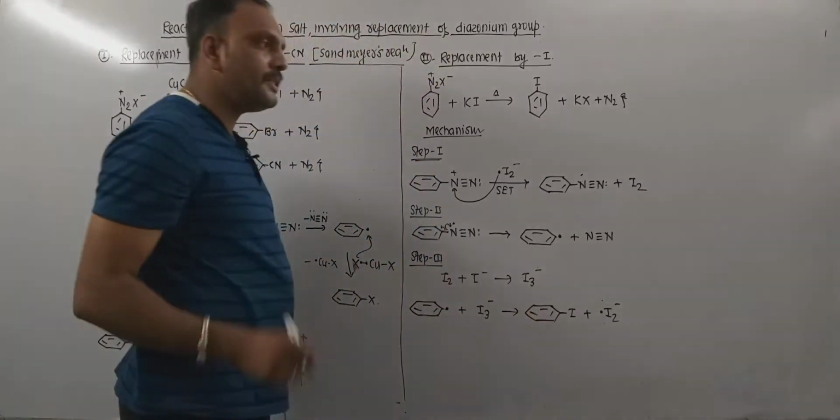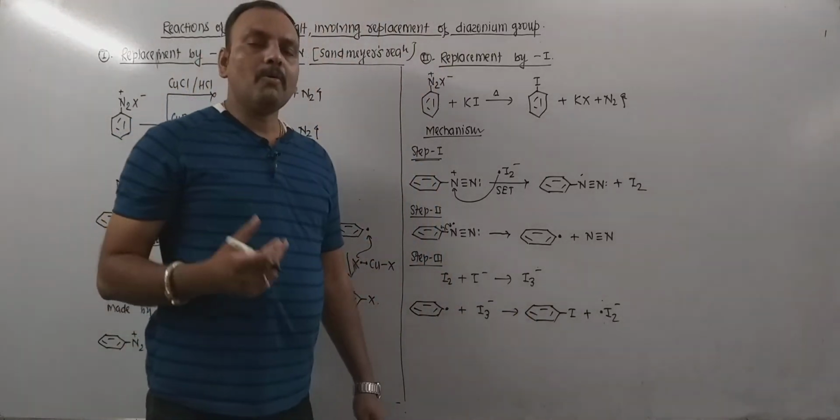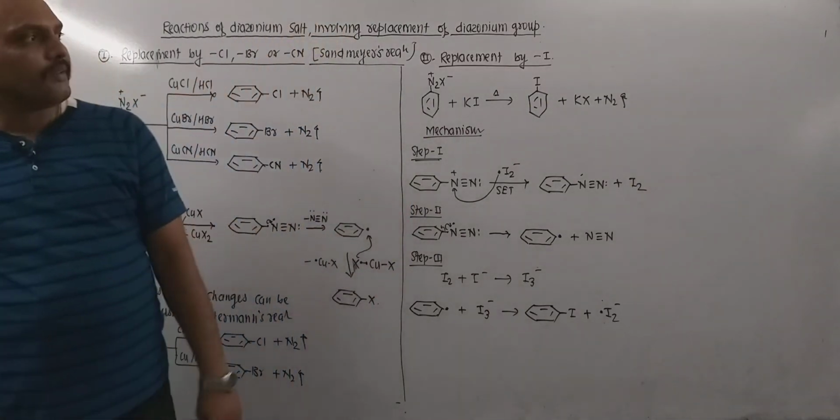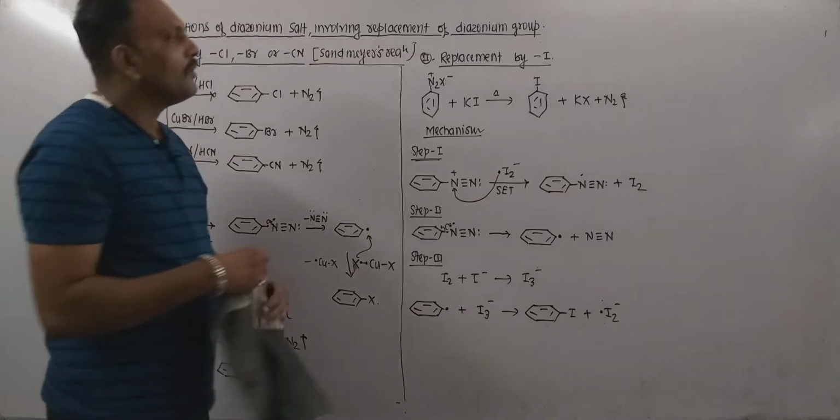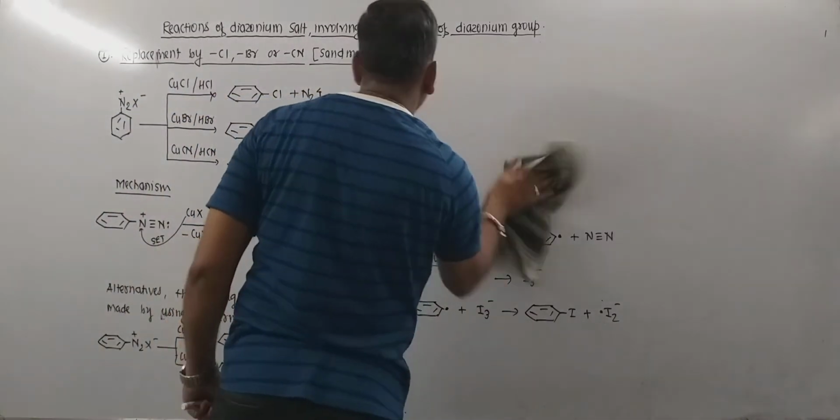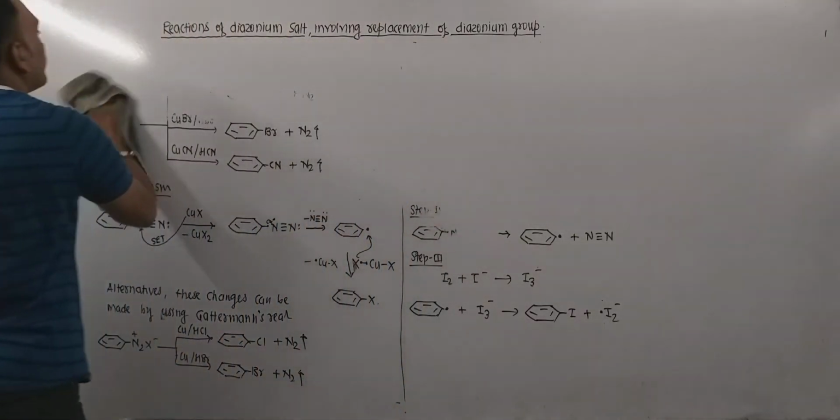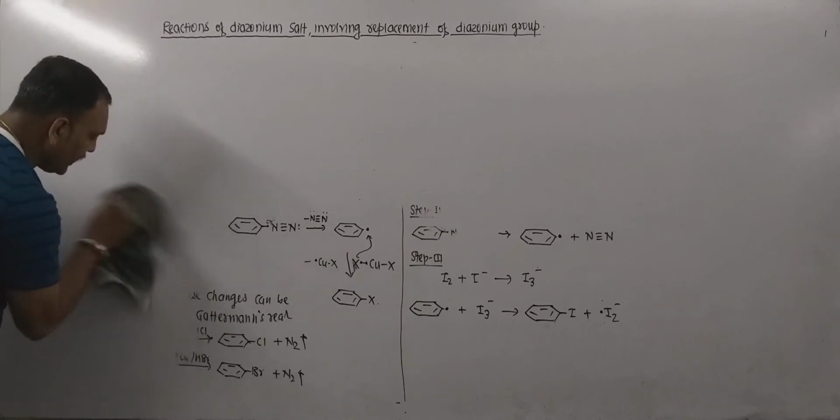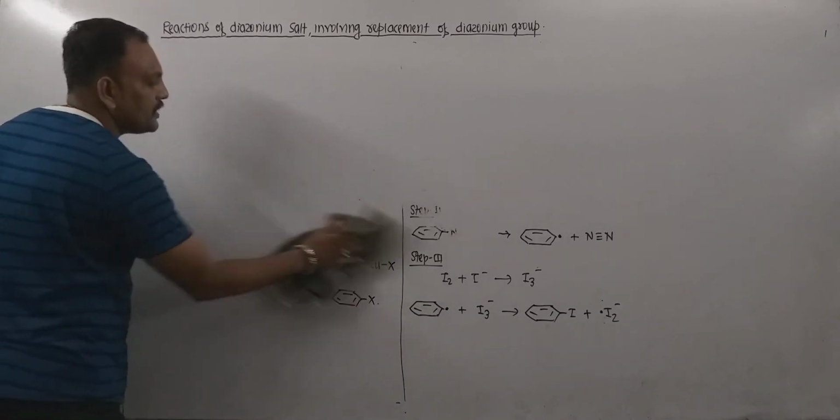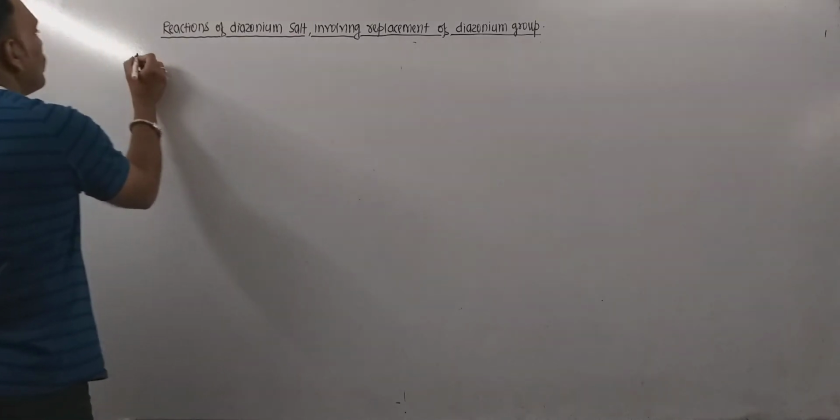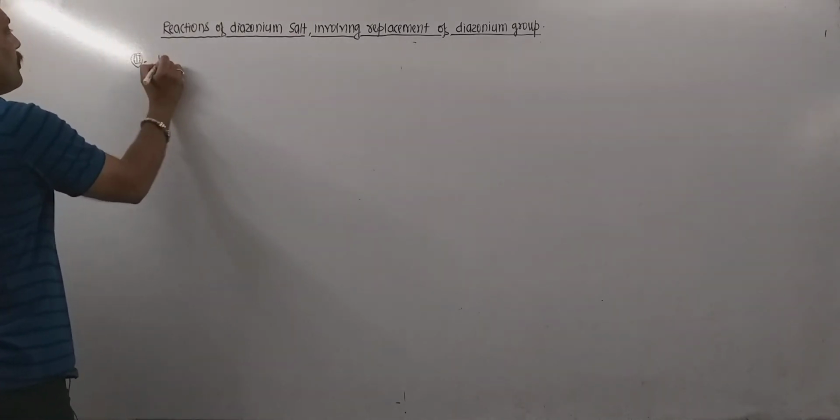That leads to the formation of iodobenzene. In this way, iodobenzene can be better prepared using this reaction. So in this way, the diazonium group may get replaced by iodine more conveniently. Now the third very important thing to be discussed is the Balz-Schiemann reaction. The Balz-Schiemann reaction is a more popular reaction to prepare fluorobenzene.